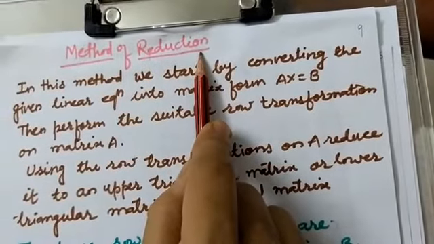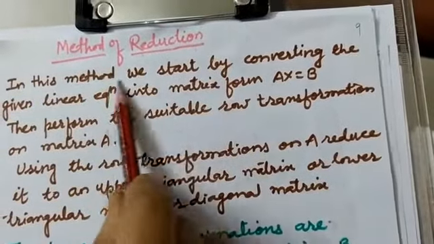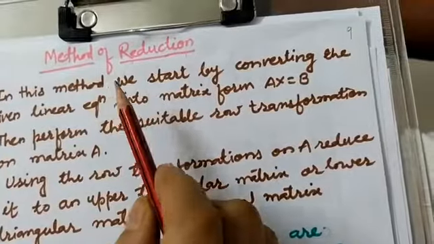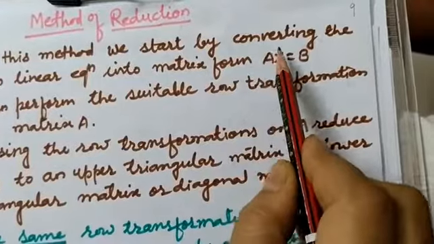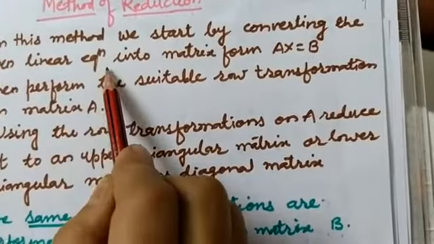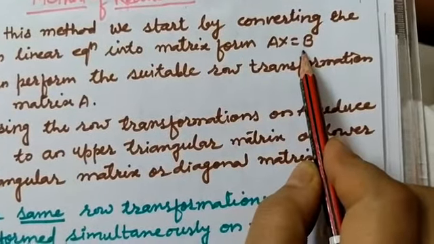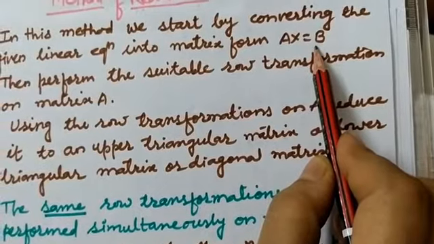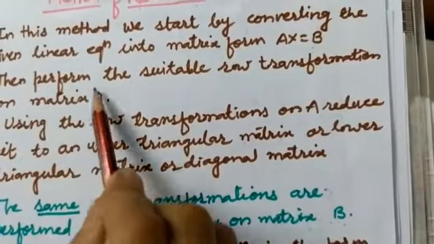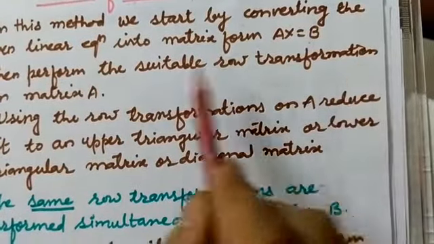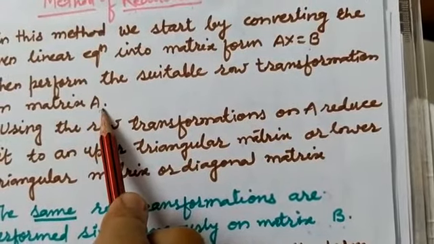See very carefully how to solve the problems with the help of the method of reduction. Each and every instruction is given here. Follow these instructions very carefully. Listen now. In this method, we start by writing the given linear equations in matrix form, that is Ax equal to b. In the last problem also we saw Ax equal to b. Here also we will see Ax equal to b. Then perform suitable row transformations on matrix A.